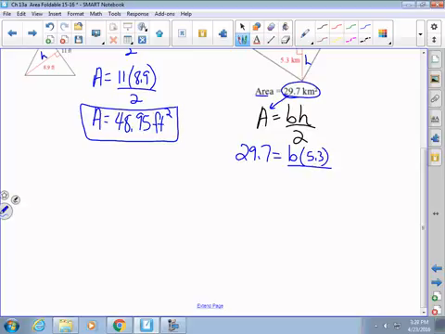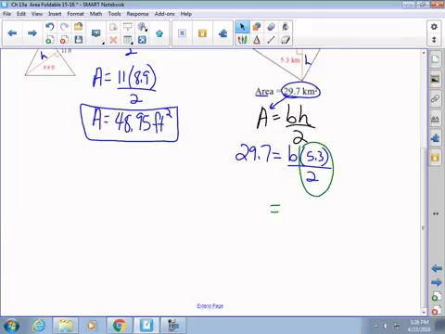5.3, divided by 2. Now, there are different ways to get to this answer. You could multiply everything by 2, but I know you can just divide, put that in the calculator and divide 5.3 divided by 2. And that would give you 2.65 and then B. Oops, I put an H, sorry about that. B. And that is still equal to 29.7.